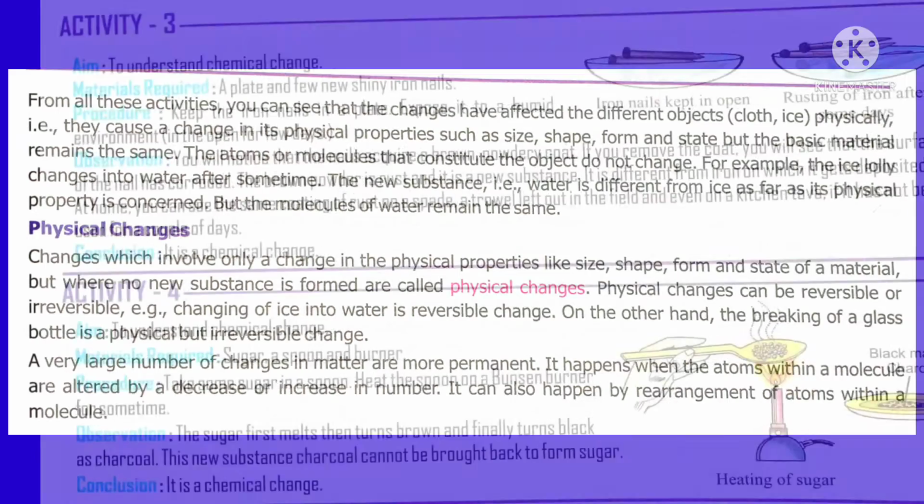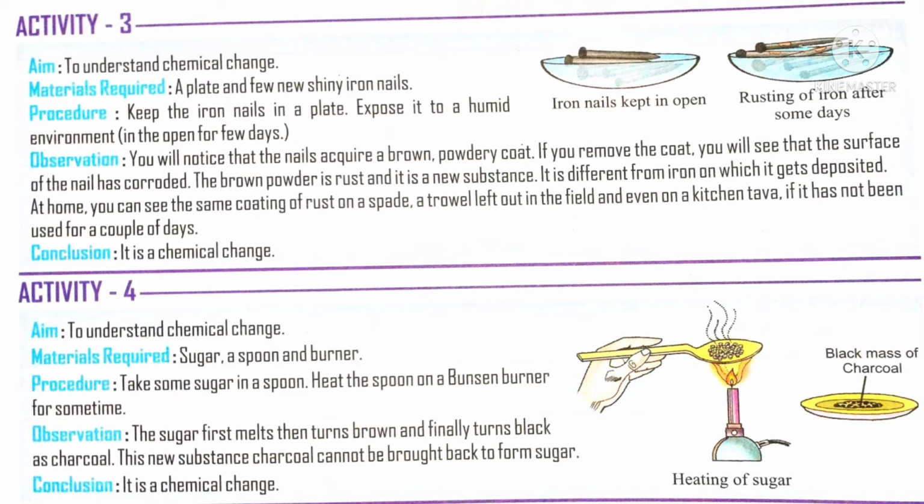Next we look at activity 3 to understand chemical change. Here the materials required are a plate and a few new shiny iron nails. Here what you are going to do is keep the iron nails in a plate. It is exposed to air. So what will happen? What do you observe? You can notice that after a few days you can see a reddish brown coating on these iron nails.